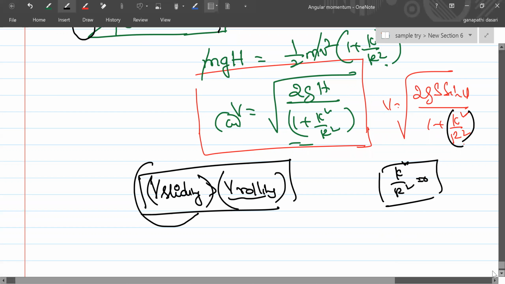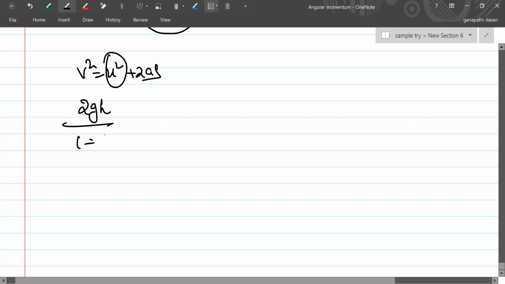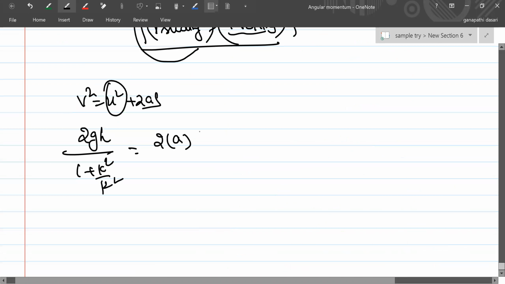Yes, sir. Then acceleration. How will acceleration be there? I am considering only the center of mass and trying to solve it. v square is equal to u square plus 2as. u is 0 initially. So final velocity squared, 2gh by 1 plus k square by r square, is equal to 2 into a into s. s can be written as h by sin theta, since h is s sin theta. h can be cancelled, 2 can be cancelled. The answer will be a equals g sin theta by 1 plus k square by r square.